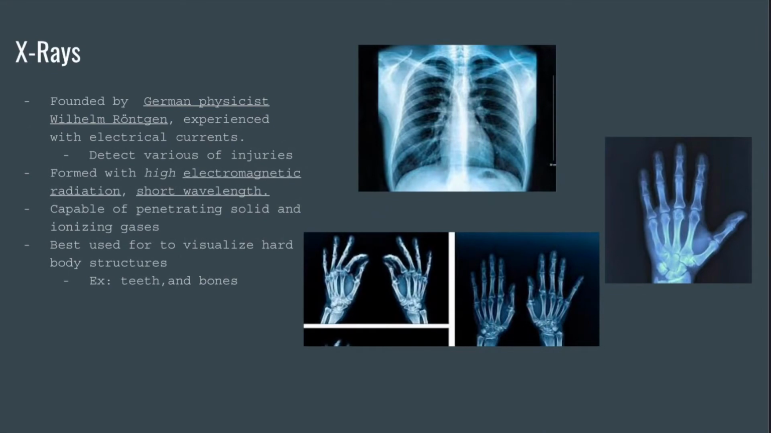X-ray was founded by Willem Röntgen. It came from experiments with electrical currents. It detects injuries. It is formed with high electromagnetic radiation with short wavelength. It is capable of penetrating solids and ionizing gases. It is best used to visualize hard body structures, for example teeth and bones.